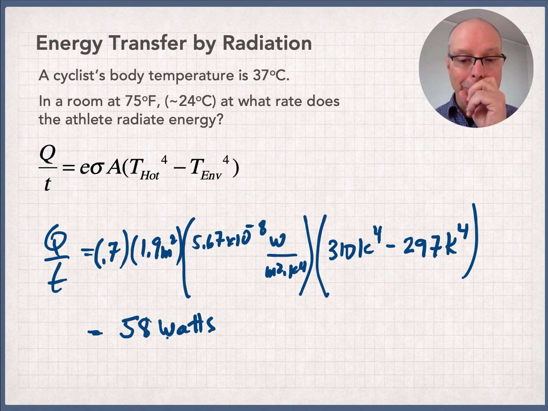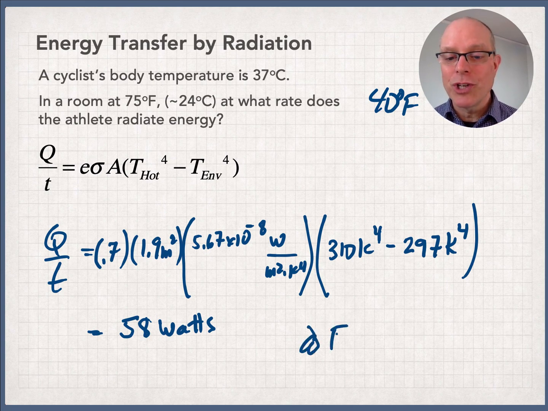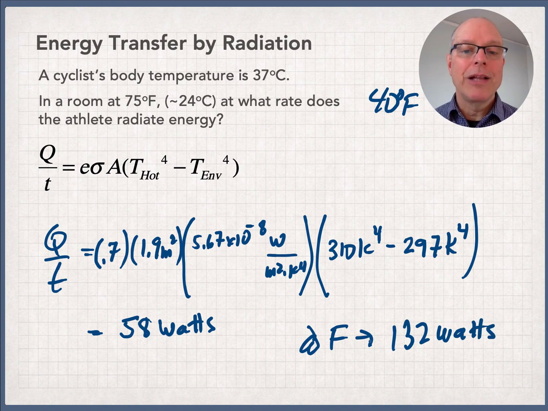Just for the fun of it, what I want you to do is go ahead and plug in a 40-degree Fahrenheit room and check and see what difference that makes. A 40-degree Fahrenheit room should give you an answer, if you plug it in over here, something like this: 132 watts radiated from your body to the environment. What a big difference that is. So because of the T to the fourth, the temperature of the environment is a big, big deal.